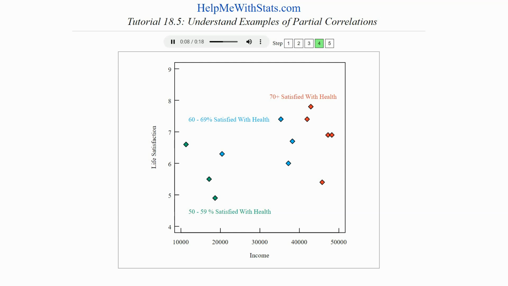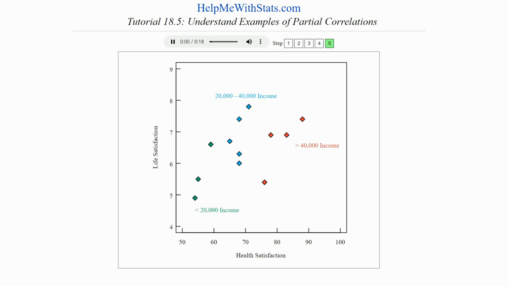When we control for health satisfaction, separated by color, the partial correlation between income and life satisfaction is very low, 0.06. There is a strong correlation, 0.82, between health satisfaction and life satisfaction, all points in display. When we control for income, separated by color, the partial correlation between health satisfaction and life satisfaction is reduced, 0.35.